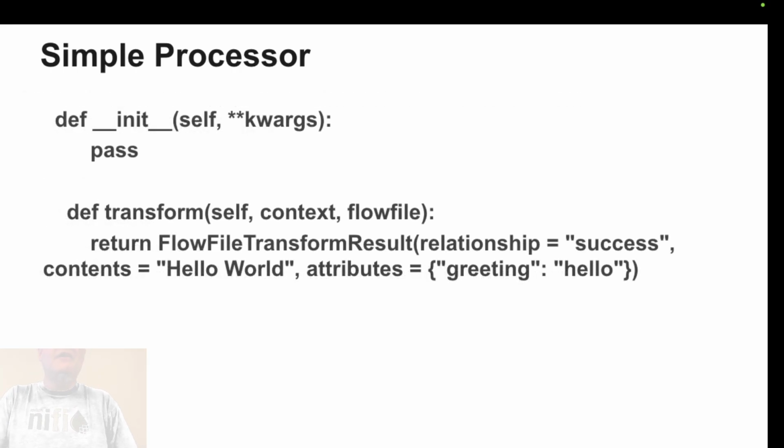There's an init where, if you need to initialize stuff, you can put it there, and then the main body of what you're going to do. And when we show you NiFi, this will make sense, what's coming in and what's going out. In this one, we just return a couple of attributes. Attributes are where that metadata lives.